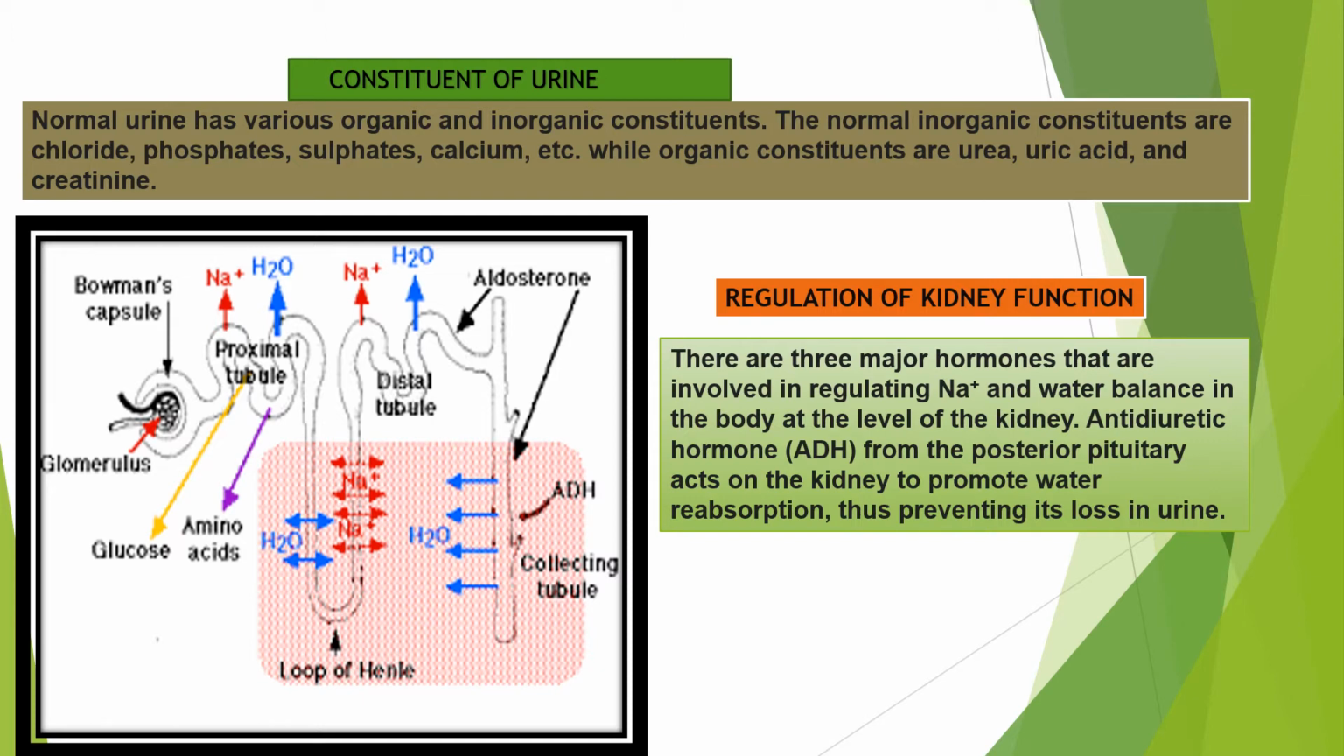Now there are three major hormones that are involved in regulating sodium ion and water balance in the body at the level of the kidney. Antidiuretic hormone, that is ADH, from the posterior pituitary acts on the kidney to promote water reabsorption, thus preventing its loss in urine.